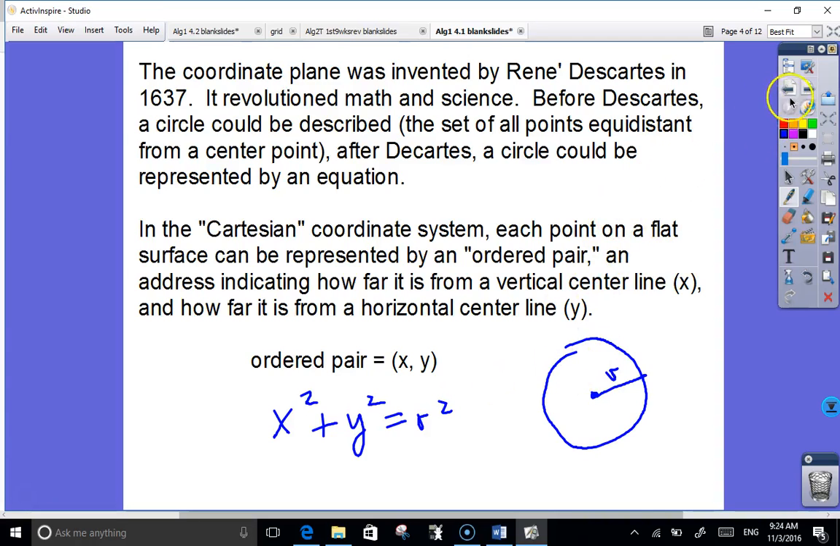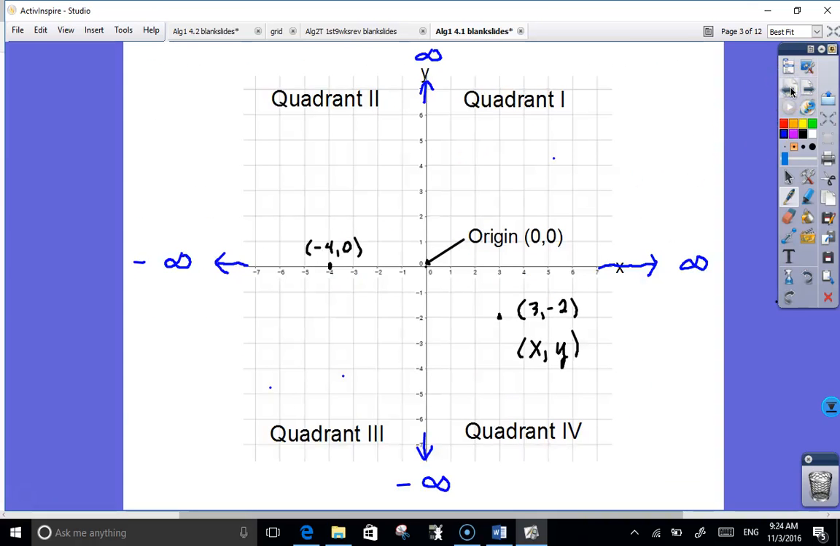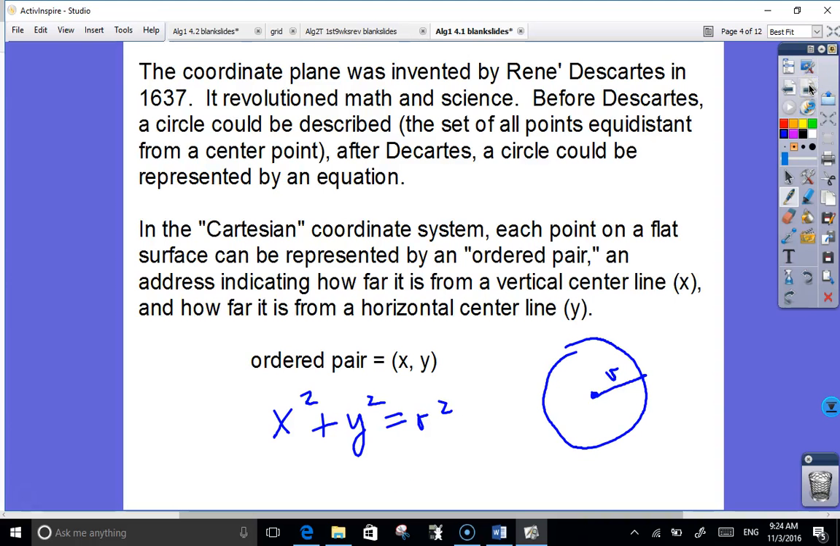So whenever we make these points like (-4, 0) or (3, -2), those are called ordered pairs. Again, a vocabulary word that you could be quizzed on. It's called an ordered pair, and it's an address. You know, where am I relative to the middle of the graph?